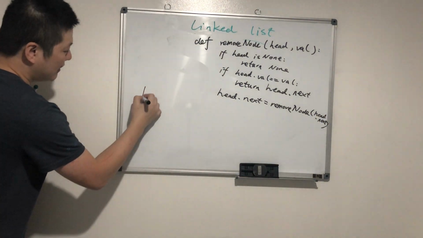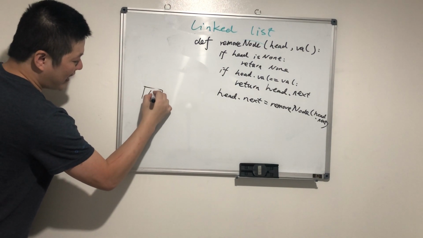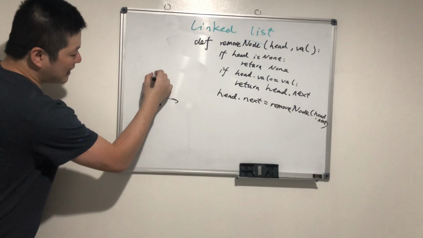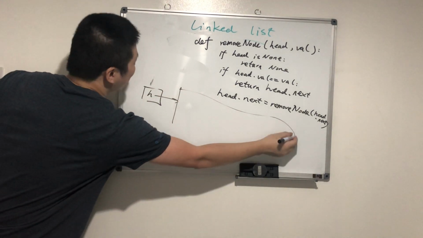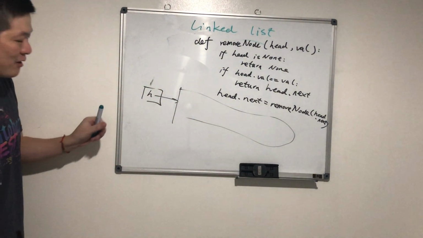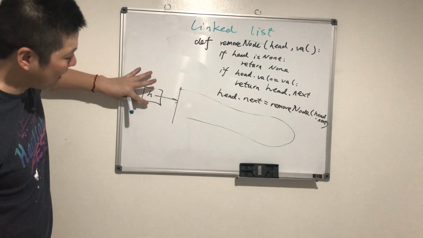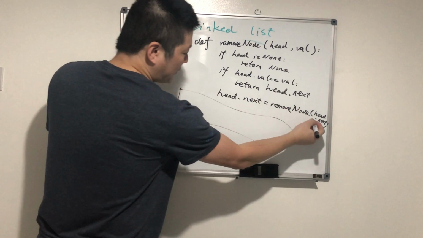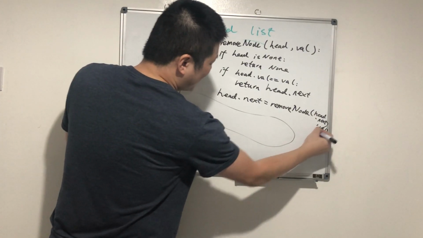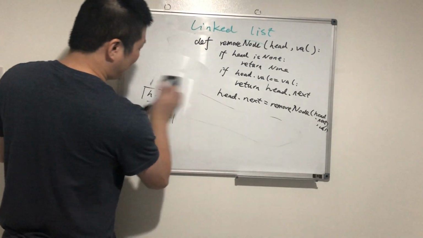Look, now I'm here at head 1. This is not the value we're looking for, but the head dot next is another linked list. So we need to keep this node, and its next equals remove node of next node. Okay, and then I just need to return what?